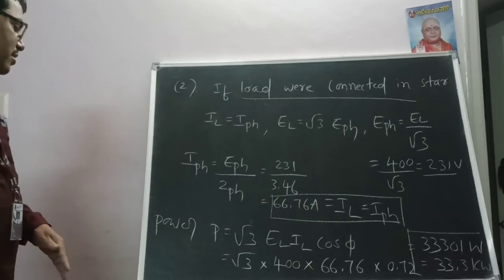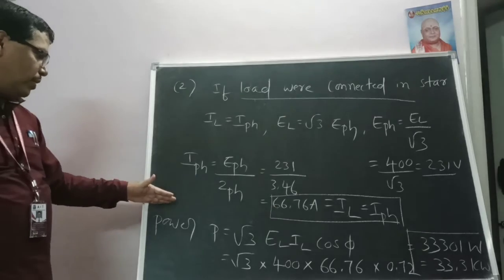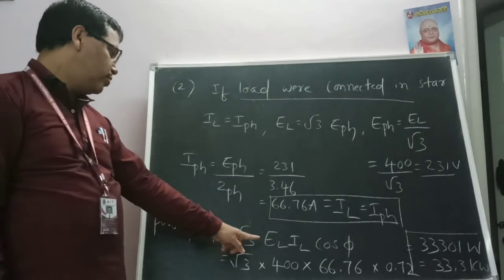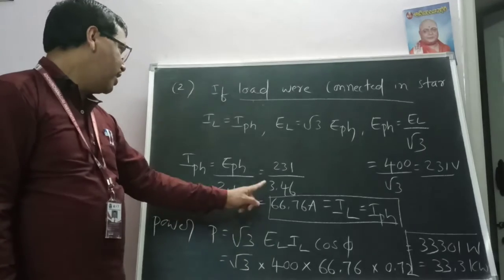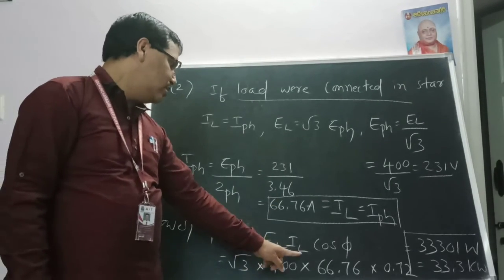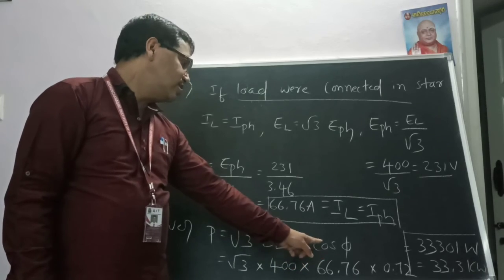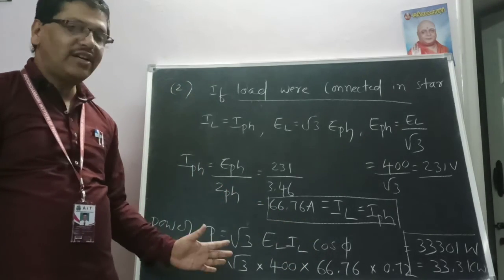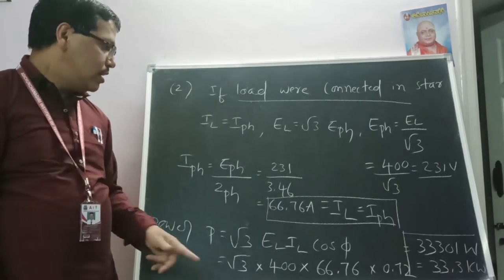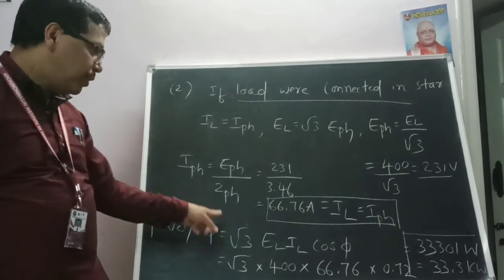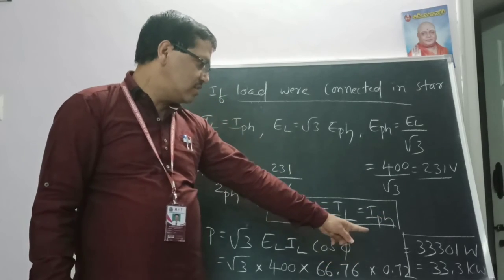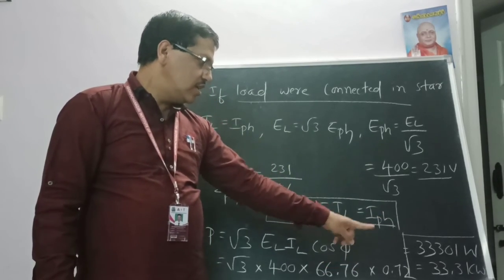At the end, we need to calculate the power. Power P is equal to root 3 EL IL cos phi. Substituting the EL value of 400, now the IL value will be changed here because it is a star connection, IL is 66.72, and cos phi is 0.72. The power factor remains the same, so either you take the star or the delta. That's why the answer for power is 33301 watts, or 33.3 kilowatts.